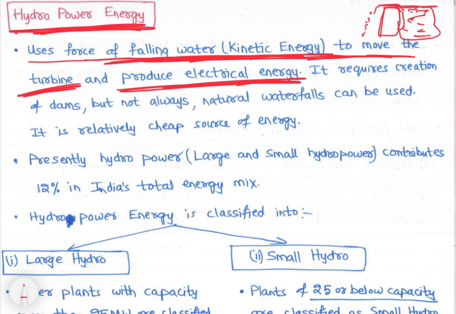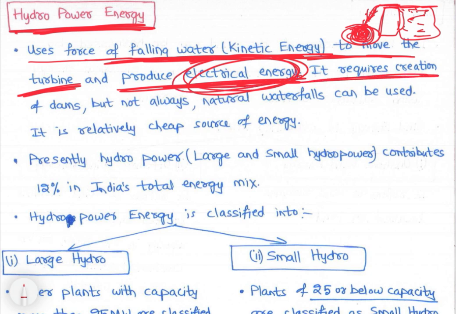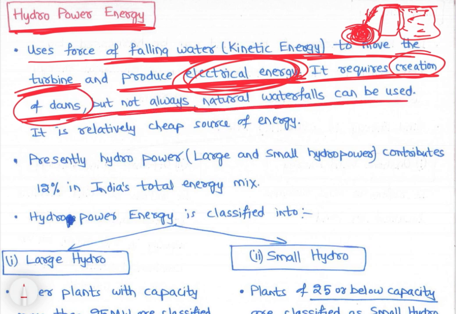When the water is falling, it falls on the turbine, right? Because of kinetic energy, the water moves fast, and the turbine rotates and generates electrical energy for us. So wherever it is, the turbine has to rotate, right? So the turbine rotates and creates electrical energy. So it requires creation of dams, right? But natural waterfalls cannot always be used, right? Sometimes natural waterfalls also come, but mostly we construct dams and we let the water fall, right?